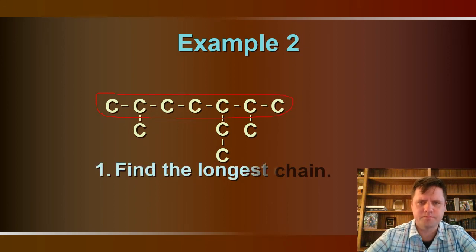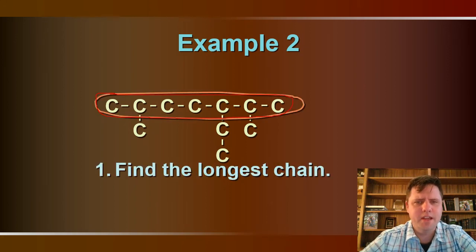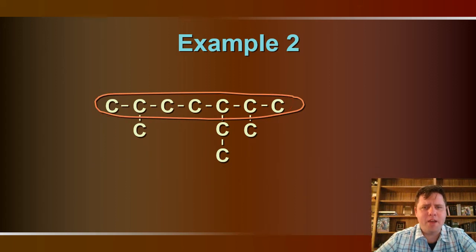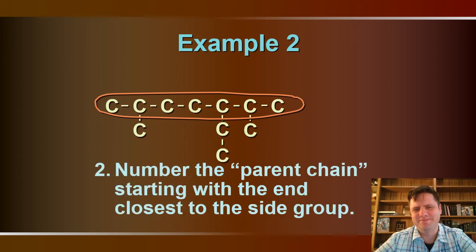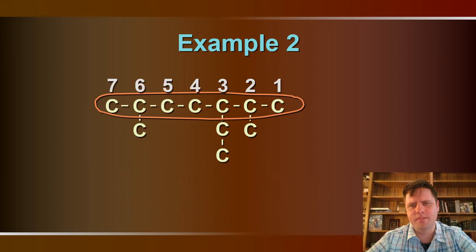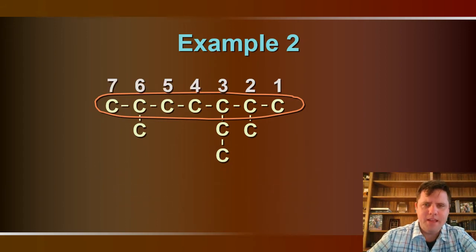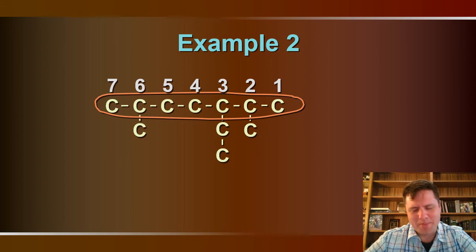Okay? So we find this longest chain. Now, we identify how many carbons are present in this longest chain. So we count them out, 1, 2, 3, 4, 5, 6, 7. And what's the prefix for 7? It's going to be hept, right? And then, we'll come up in just a moment.